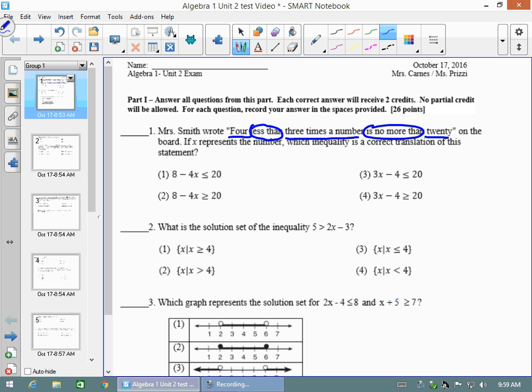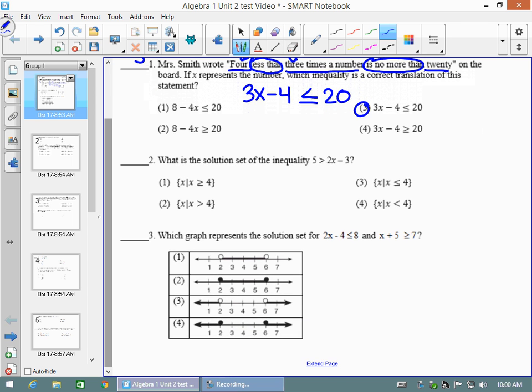Okay, so remember this less than phrase means this is going to be the opposite order. So instead of 4 minus 3x, it's going to be 3x minus 4, opposite the order of the wording. No more than means that's the most I can have, I can only go down from there. So it's a less than or equal to sign, and it's no more than 20. So 3x minus 4 less than or equal to 20, choice 3.